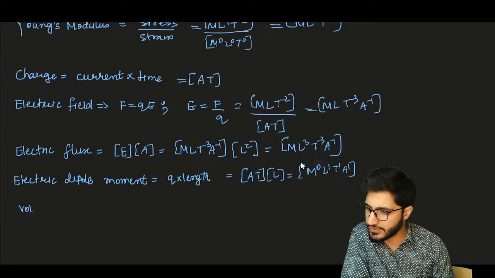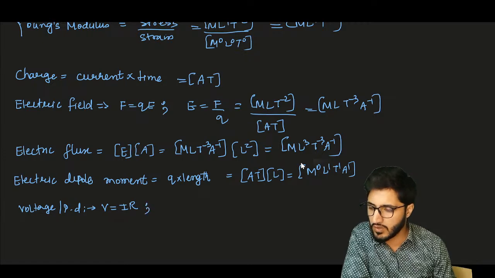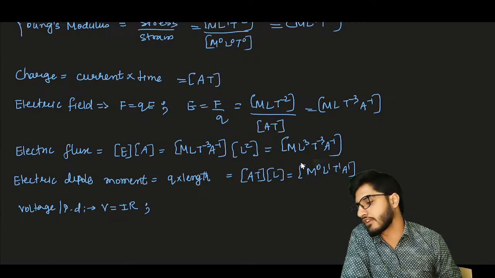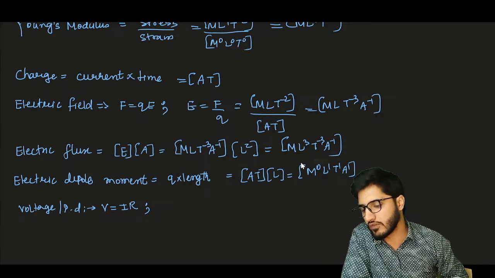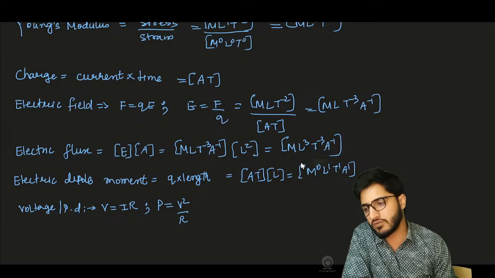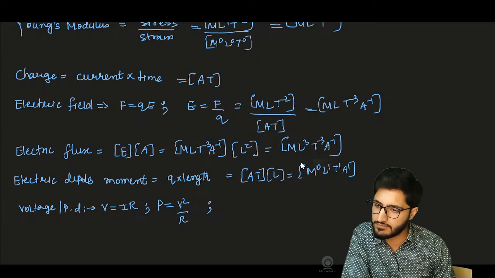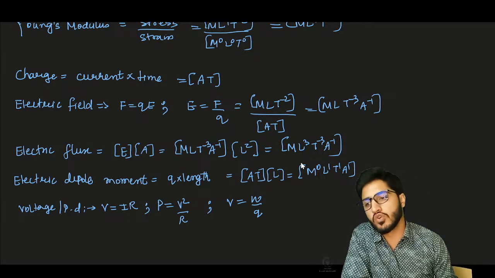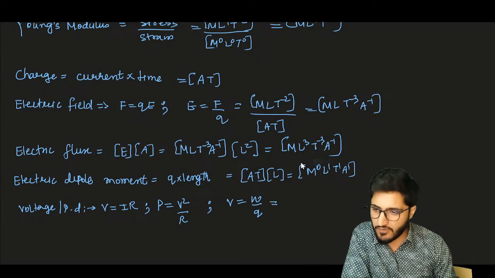We are having voltage or potential difference. So we are having equation V equals to IR. We don't know the dimensional formula of R, so we can't use the equation V equals to IR. One more, we are having P equals to V square by R. Same, we know power, but we don't know the R. One more, we are having V equals to W by Q. So W we know, Q we know. So this formula we can use to get the formula.